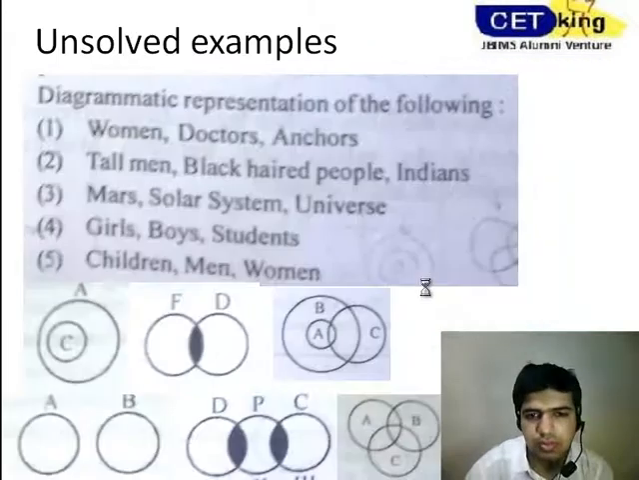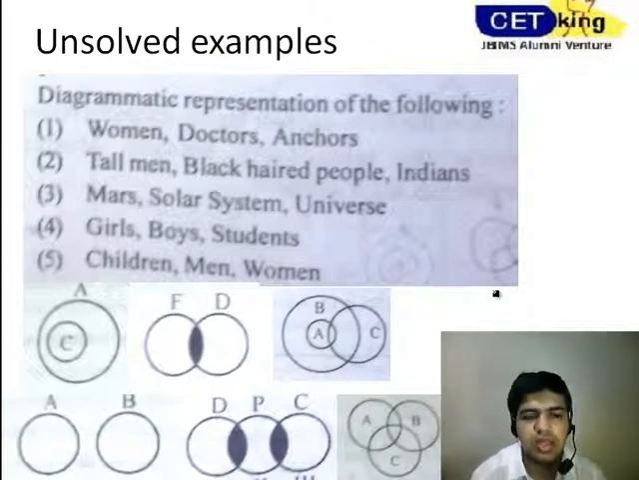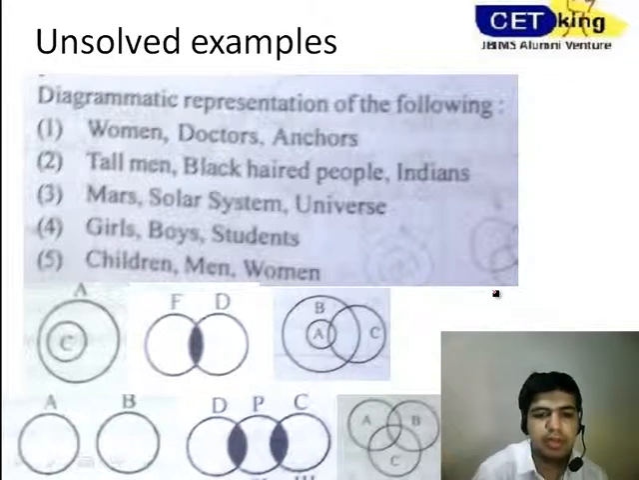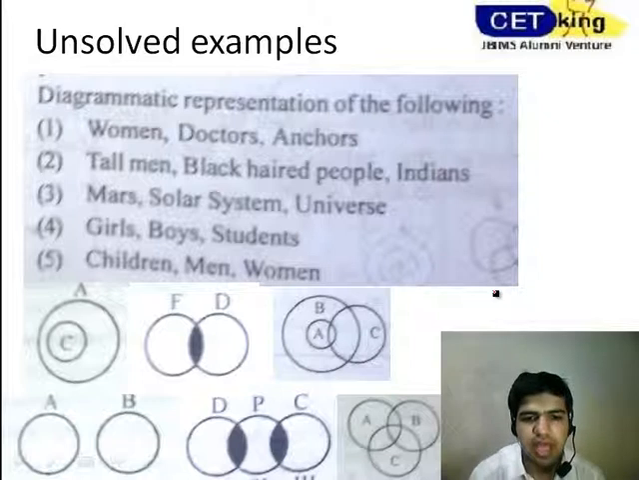The next question. There are 5 questions now. Your job is to pause the video, and they will belong to one of these categories or some of the Venn diagrams. I've just kept all these 6 diagrams for your reference. So pause the video and try to solve all 5 of these, and in the subsequent slides we'll discuss the solutions.